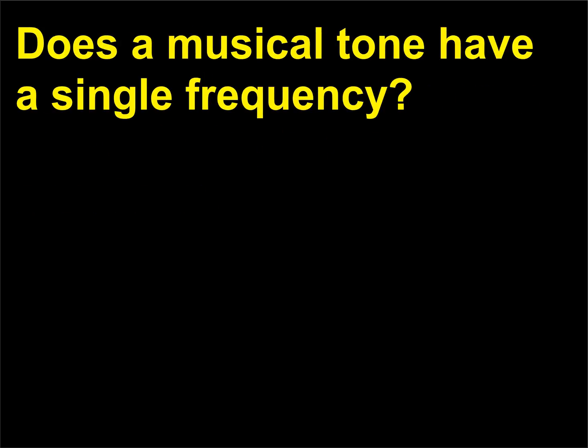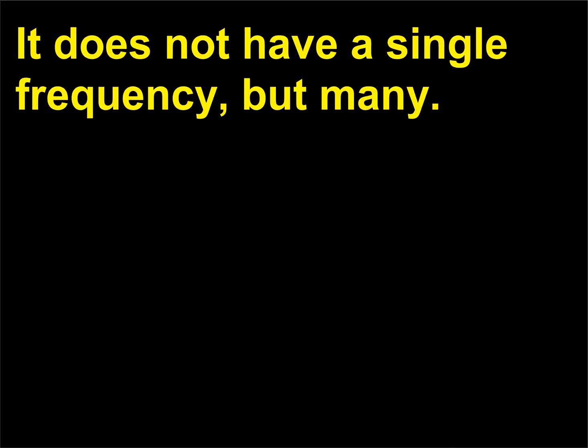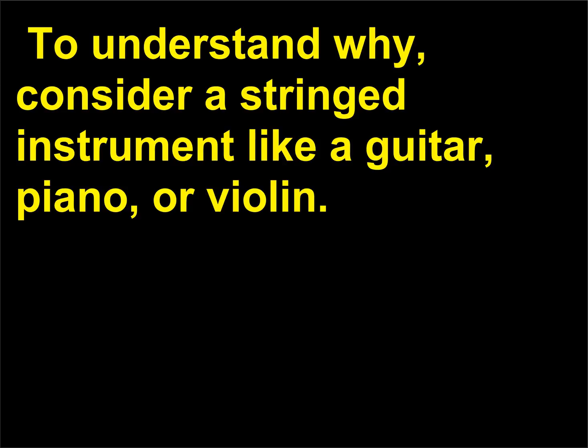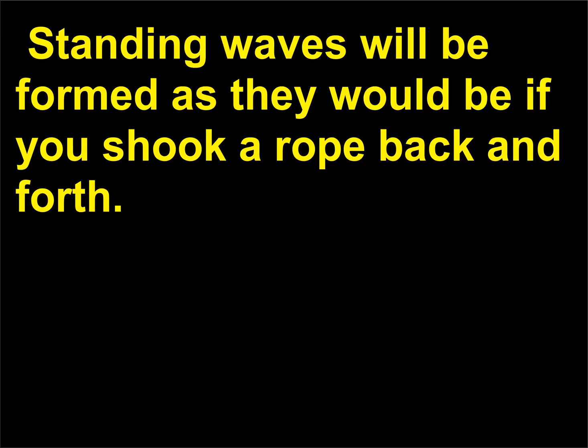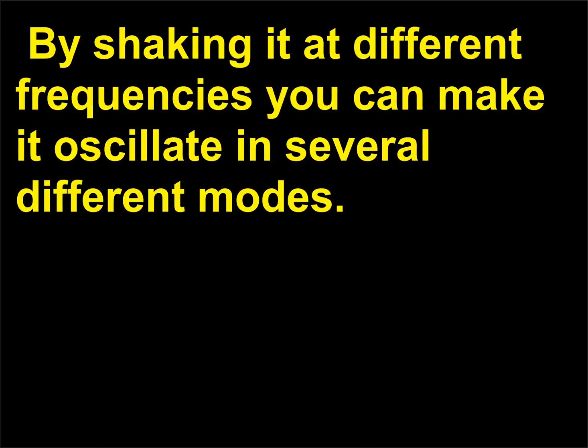Does a musical tone have a single frequency? It does not have a single frequency, but many. To understand why, consider a stringed instrument like a guitar, piano, or violin. The string can oscillate in response to it being plucked, hit, or bowed. Standing waves will be formed as they would be if you shook a rope back and forth. By shaking it at different frequencies, you can make it oscillate in several different modes.